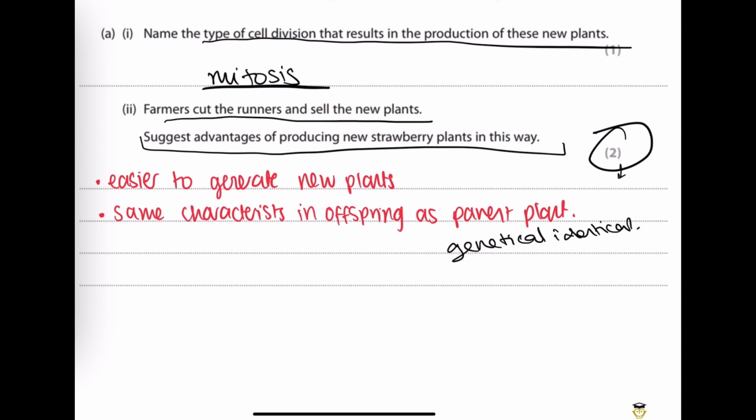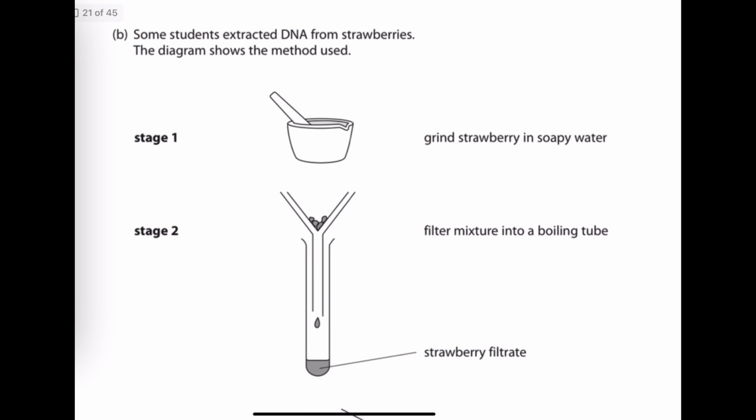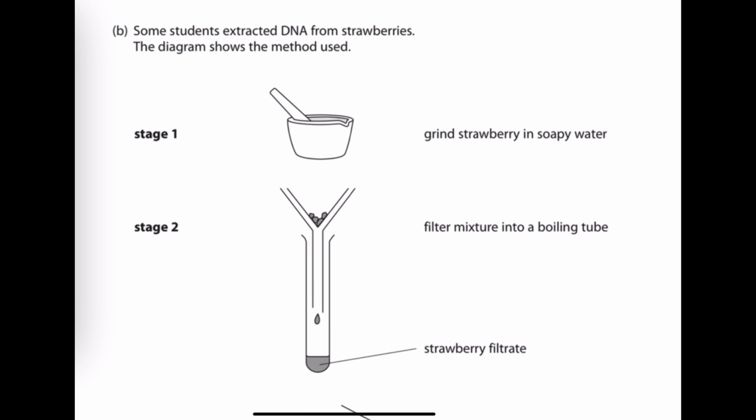If you ever say something's cheap, make sure you explain why, since just saying cheap or just saying expensive never gives you the mark unless you really have to elaborate on it. So some students extracted DNA from these strawberries, and this is the diagram shown.